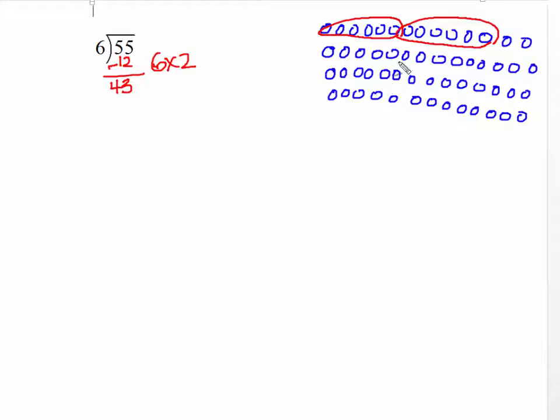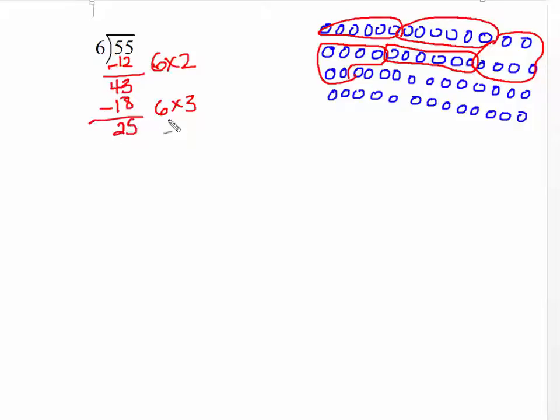I probably can take 3 more groups of 6. So 6 times 3, and I'm going to count up. 1, 2, 3, 4, 5, 6, so there's another group of 6. Then another group of 6. And here's our last group of 6. So 6 times 3, that means I've already grouped up another 18 circles, and that leaves me with 25.